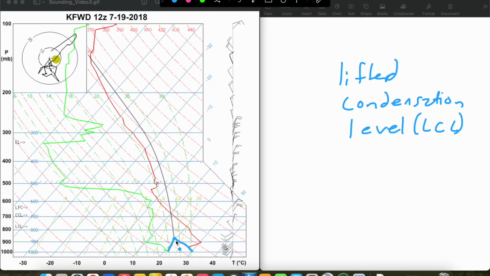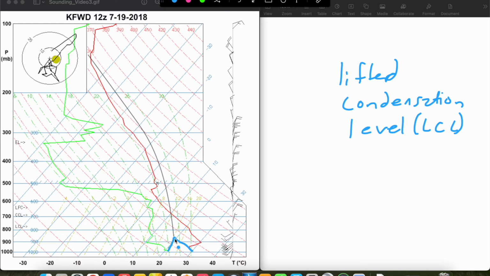And basically it's just the level where the parcel that has been forced upward becomes saturated. So we've basically taken this parcel and we've pushed it upward in the atmosphere. It's an unsaturated parcel, and as it goes up it's going to cool and it's eventually going to become saturated. And where it does, that's the LCL. So it's basically the lowest theoretical cloud base you can have. And it has pretty interesting implications on tornadogenesis in supercells.